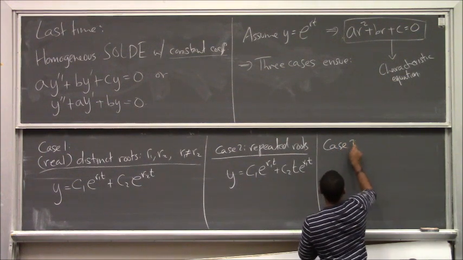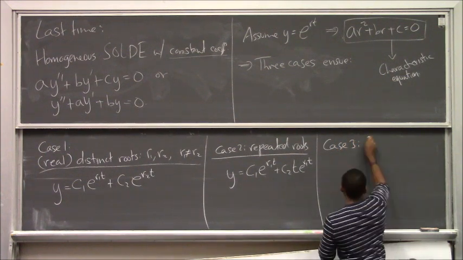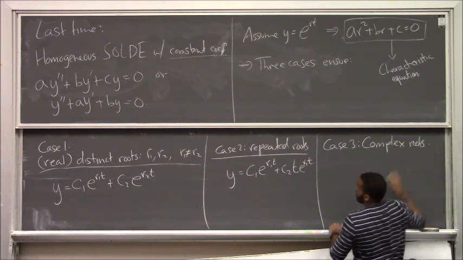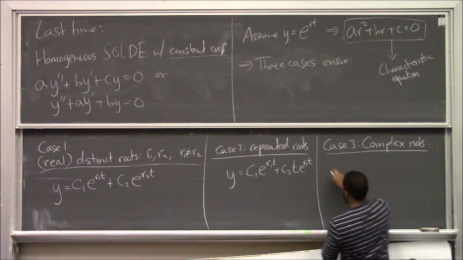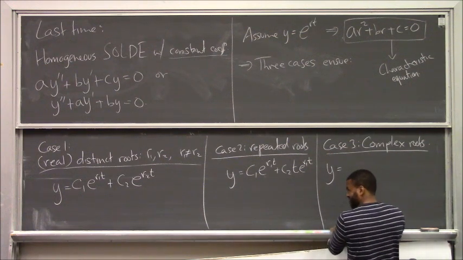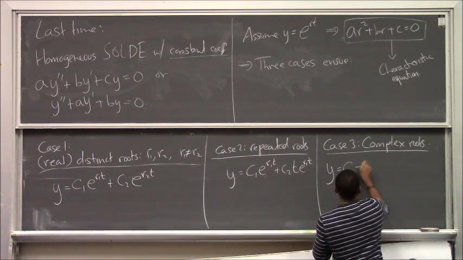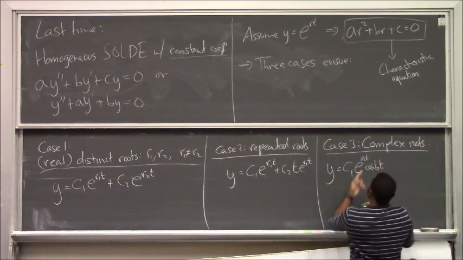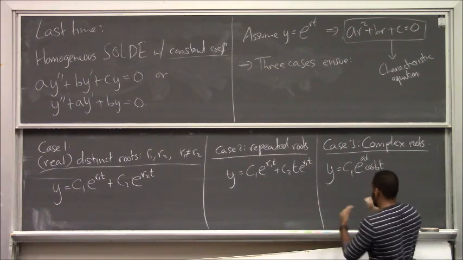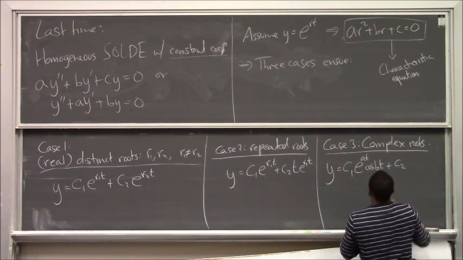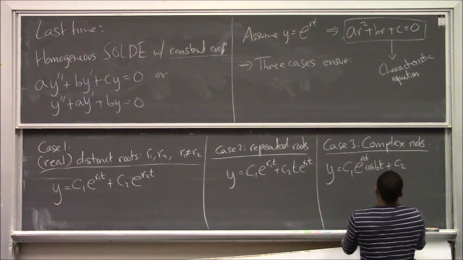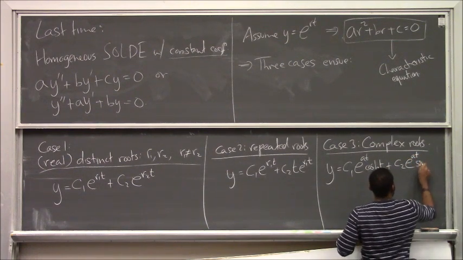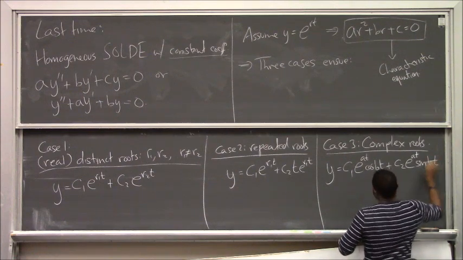Case 3. Complex roots. And in this case, what does the solution look like? C1 e to the A T cosine B T, or, yeah, the book uses alpha and beta. Let's stay away from the Greek letters. And C2 sine B T.